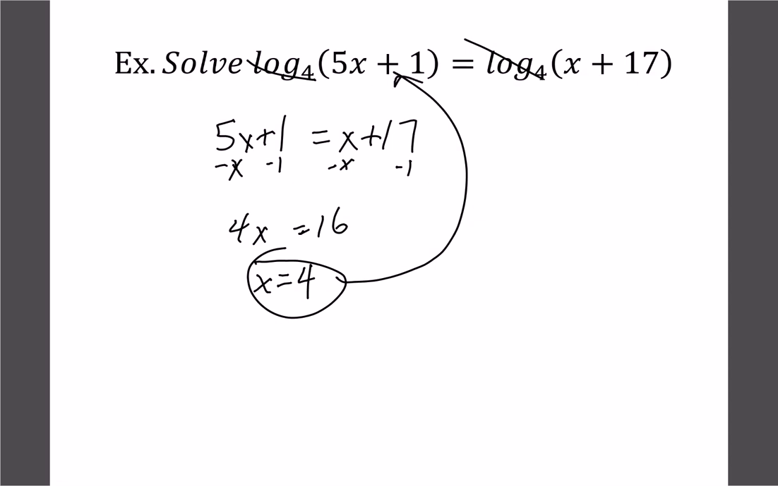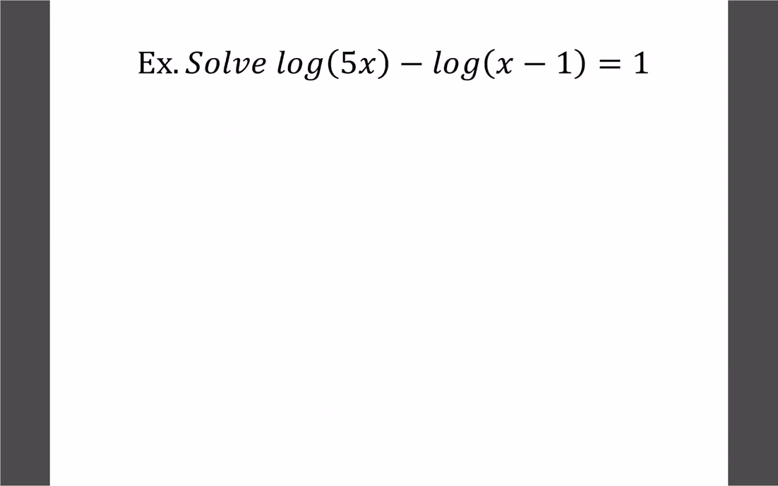We could plug that back into the original to see if it works. We have log base 4 of 21 on the left-hand side, and on the right-hand side we'd have log base 4 of 21. Obviously those are the same, so we're good. Okay, let's try another one. This one looks a little bit different. We've got 2 logs on one side, and remember these are just regular logs, so we think of them as base 10. Let's combine those. We'd have log base 10 of 5x divided by x minus 1, because of that minus, so that's going to make it divide.